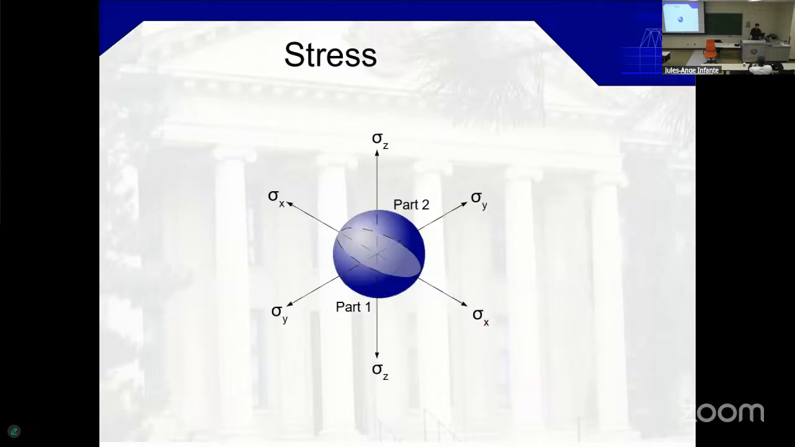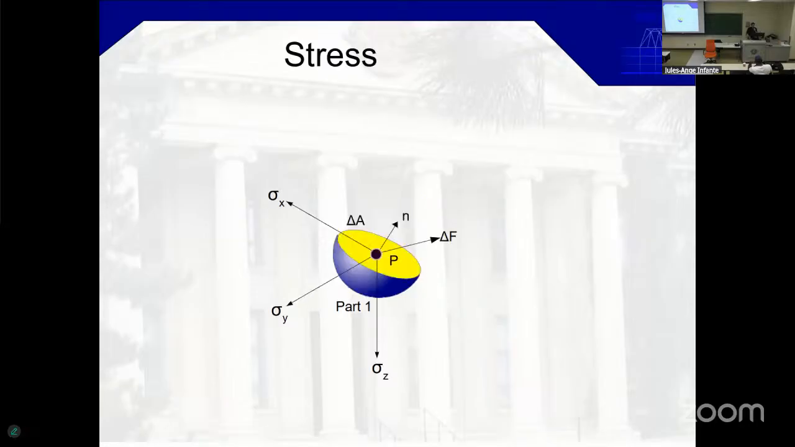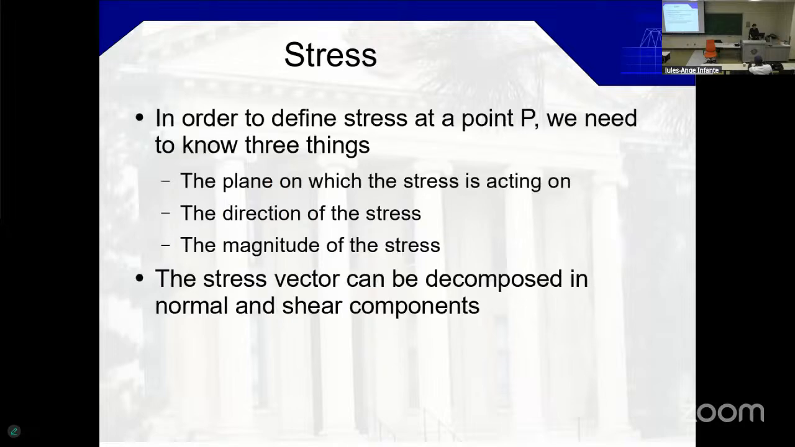So let's say that you have an object and you remove part of it. Okay, so we imagine that we want a free body diagram. And so now we have a normal force perpendicular to the plane through which we have cut it. And we have an increment of area, delta A represents the difference in area. So we need to know which is the plane. We need to know the plane on which we want to measure the stress. We need to know the direction of the stress and the magnitude of the stress. So the stress vector, therefore, will have a normal and shear components.